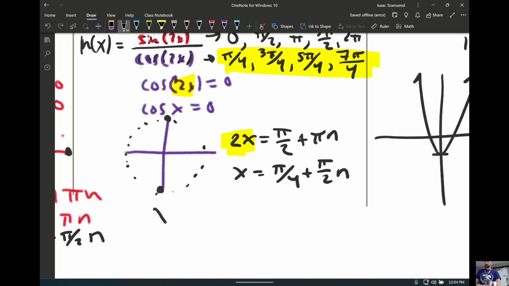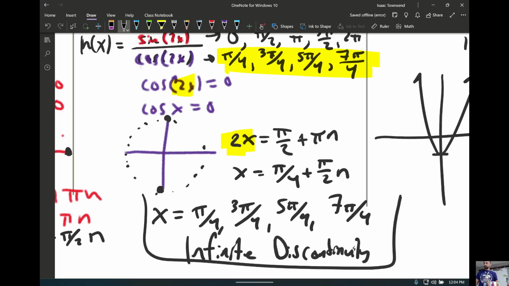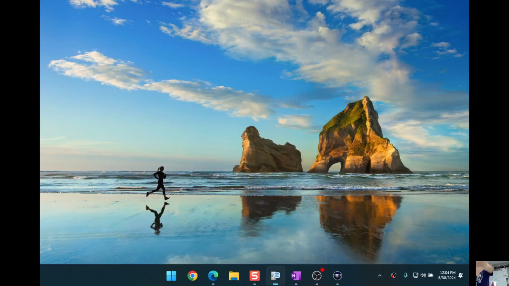But all of these, when x is pi over 4, or 3 pi over 4, or 5 pi over 4, or 7 pi over 4, you've got a number other than 0 divided by 0, which is going to create vertical asymptotes, which means the discontinuity is referred to as infinite. That one was a little more to that one.